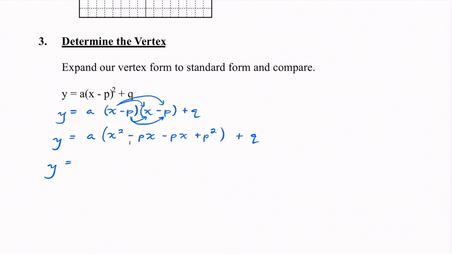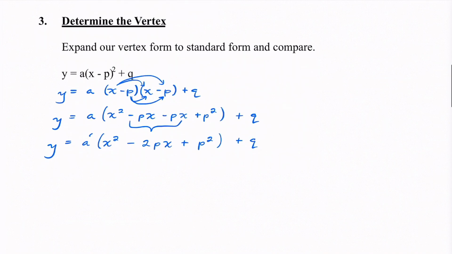Okay, then I'm going to simplify inside of here. Those two can go together. So I have minus 2px and then plus p squared. Still have brackets, and then plus q. Okay, and then now I'm going to distribute the a into all of the terms there. So I'm going to have ax squared minus 2apx plus ap squared plus q.